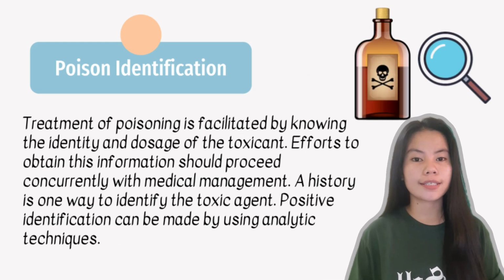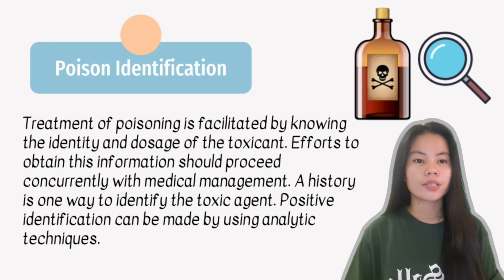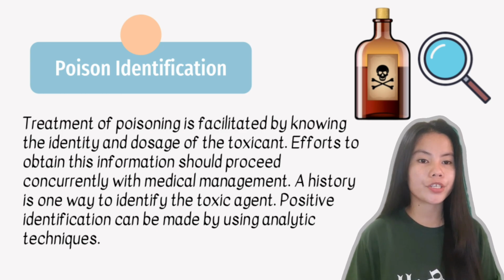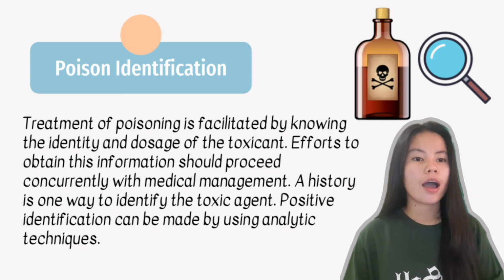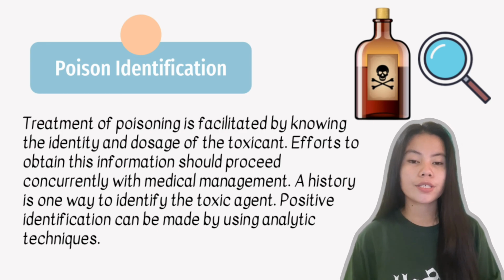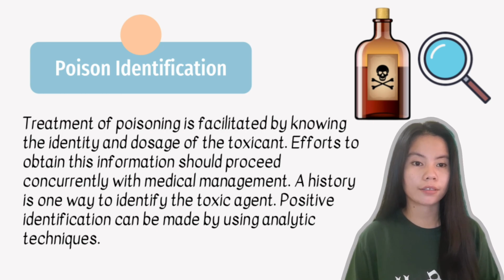The second one is poison identification. Treatment of poisoning is facilitated by knowing the identity and dosage of the toxicant. Efforts to obtain this information should proceed concurrently with medical management. A history is one way to identify the toxic agent. However, experience has shown that histories taken at times of poisoning are often inaccurate. Hence, statements about the nature or quantity of poison may be incorrect.